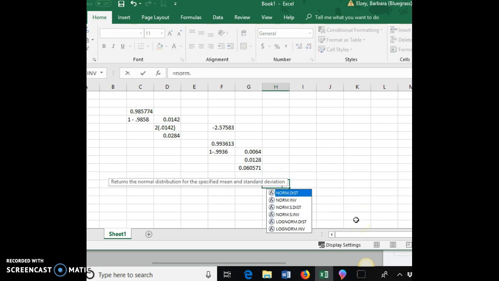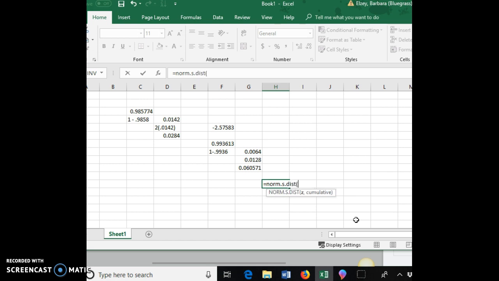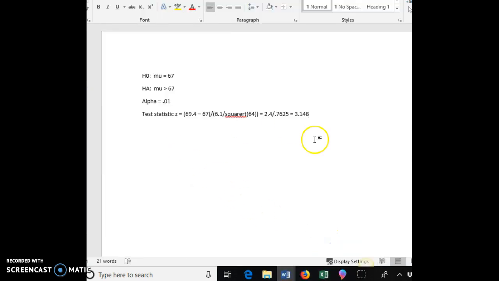Equal norm.s.dist, and it was 3.148, and the word true, and we get 0.999178, or let's round to 4 decimal places as our homework tends to do, so 0.9992. Now for our actual p-value, we want to subtract that from 1, which is going to give us 0.0008.